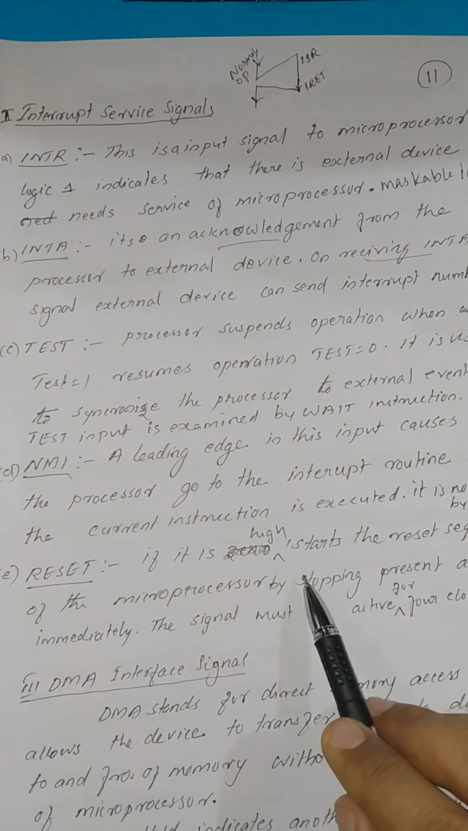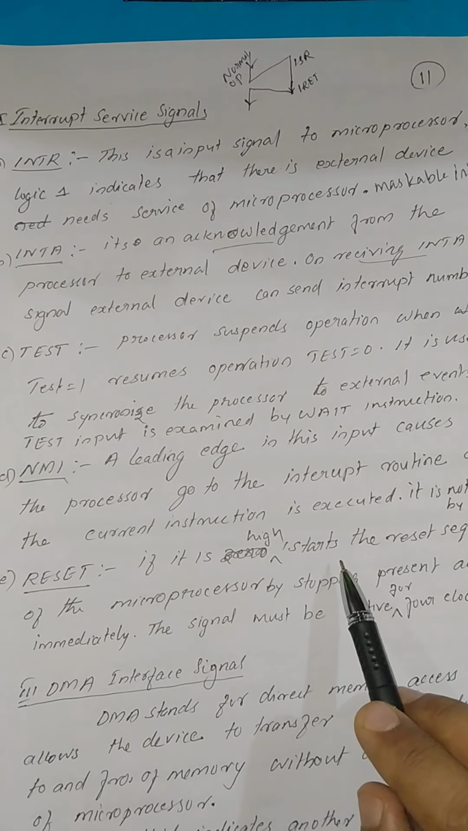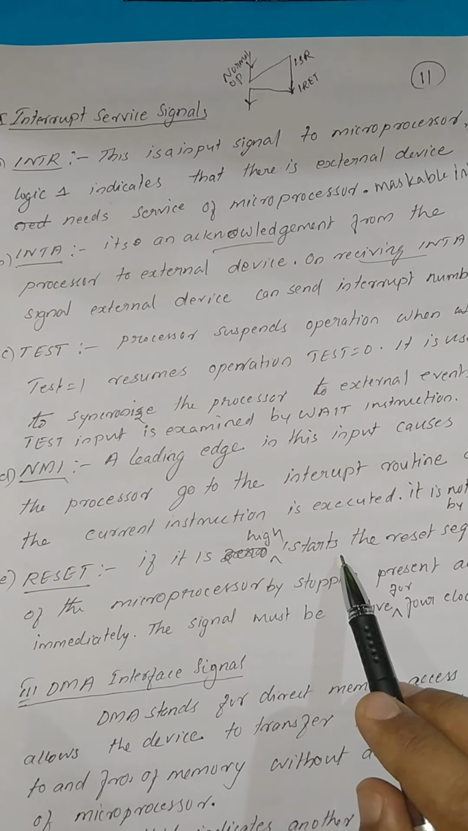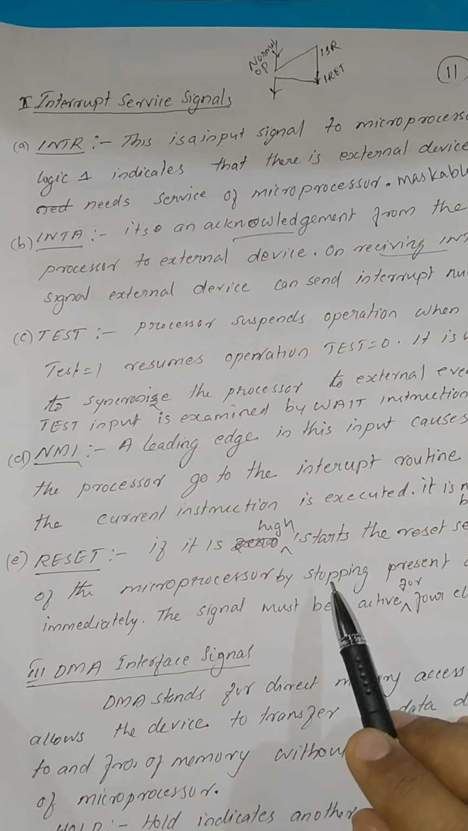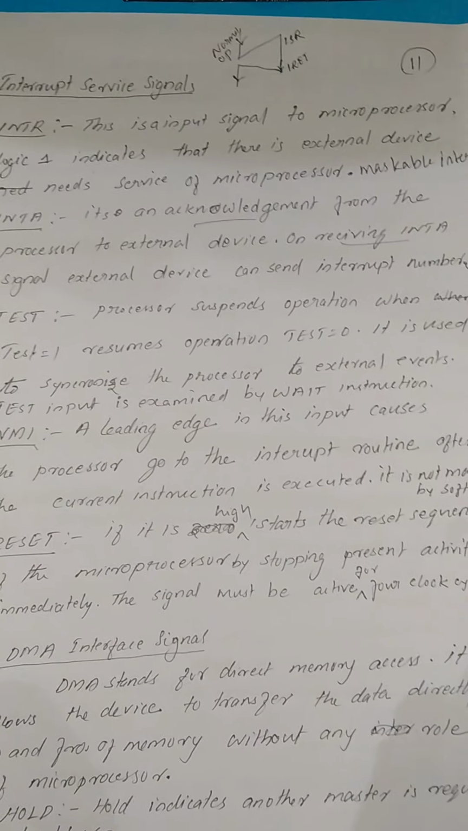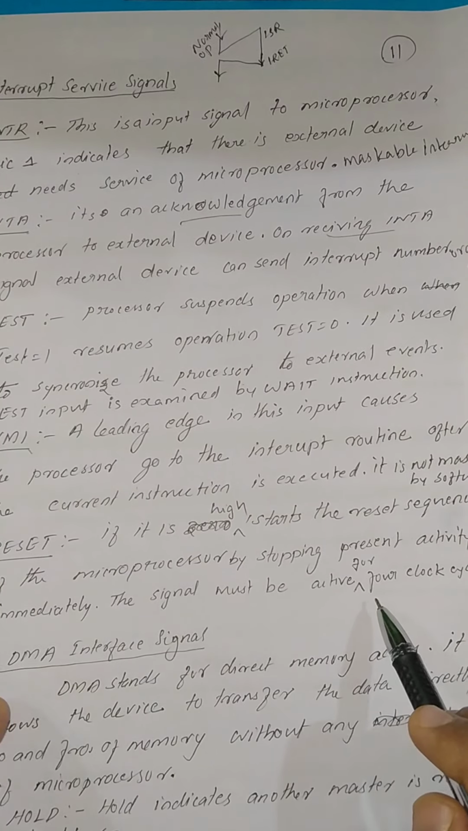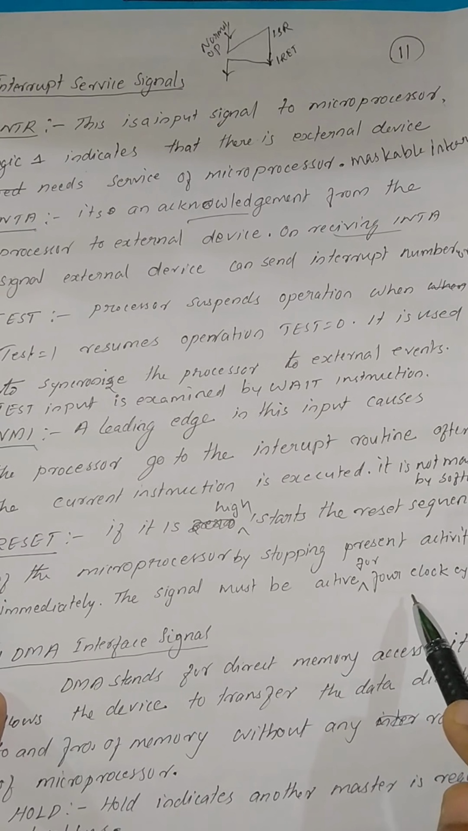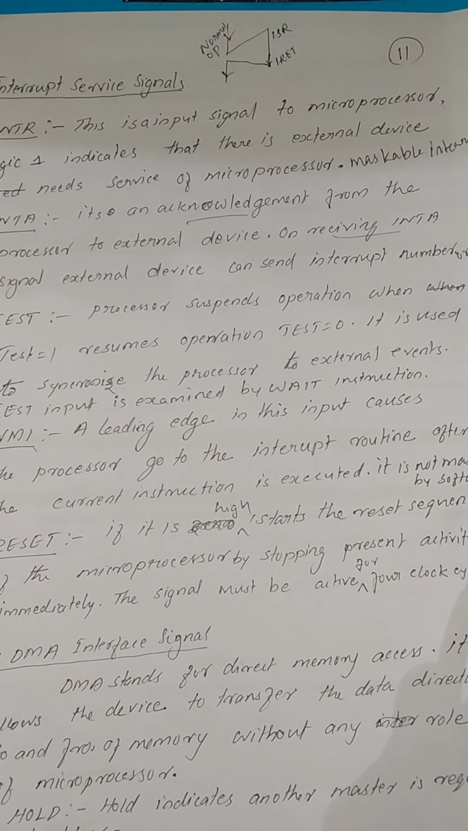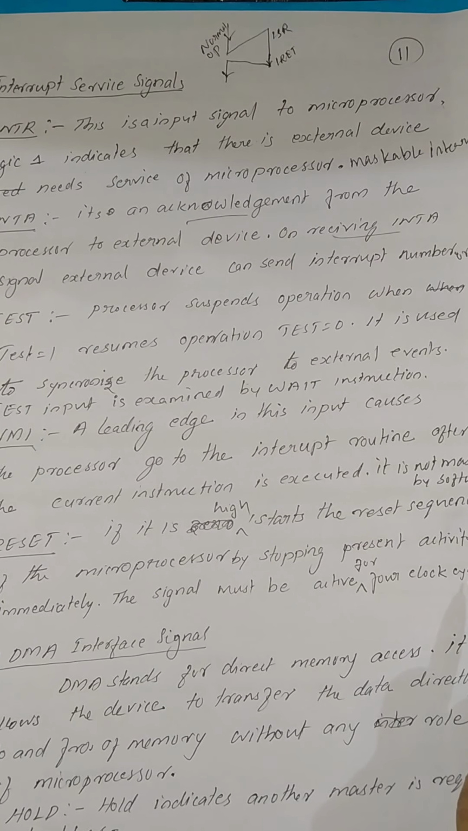Reset is actually when there is a logic high at reset, then microprocessor executes the reset sequence. That means the microprocessor restarts. There is a condition: the signal must be active for 4 clock cycles. Then only will it reset. That means you might have seen in microprocessor kits that the reset button you need to press for some time, or if you just press and leave, the microprocessor will not reset.